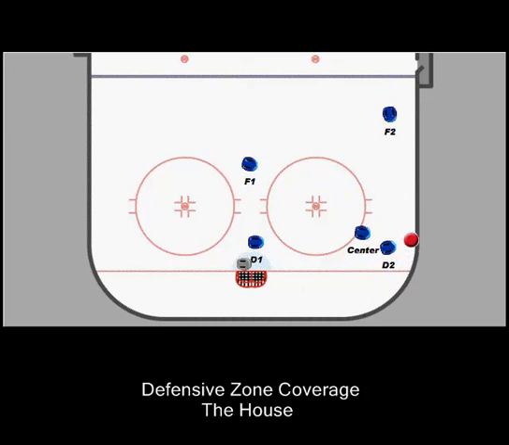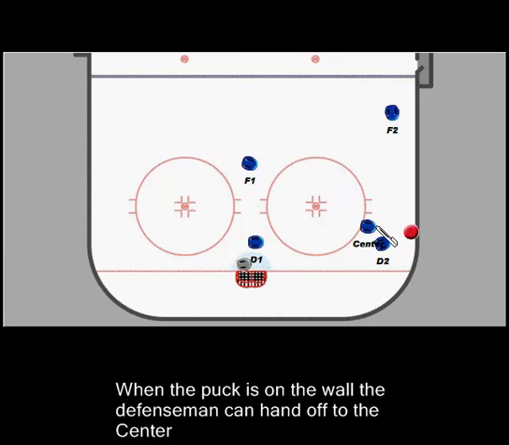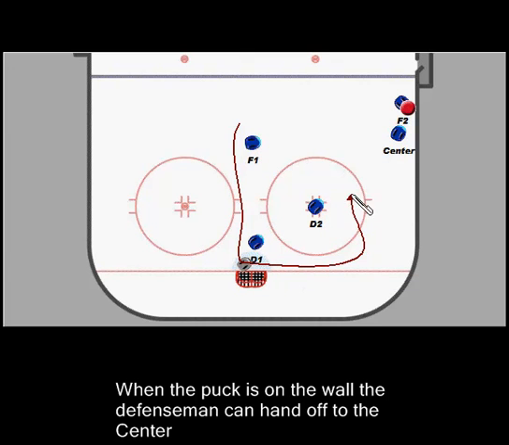As we progress, as the play moves up the wall, D2 may want to hand this guy off to the center as this play comes up the wall. Center can come out, pick this guy up. As the play progresses further up the wall, F2 would pick him up. Center would support still. D2, D1, and F1 are in the middle of the ice watching the play.